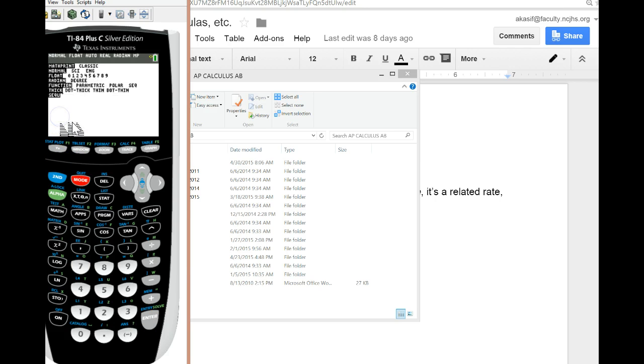So then hopefully, if you go to your mode, everything went back to normal. It's no longer in parametric. Hopefully your window, if your window gets weird, just go back and put it in standard if you want.